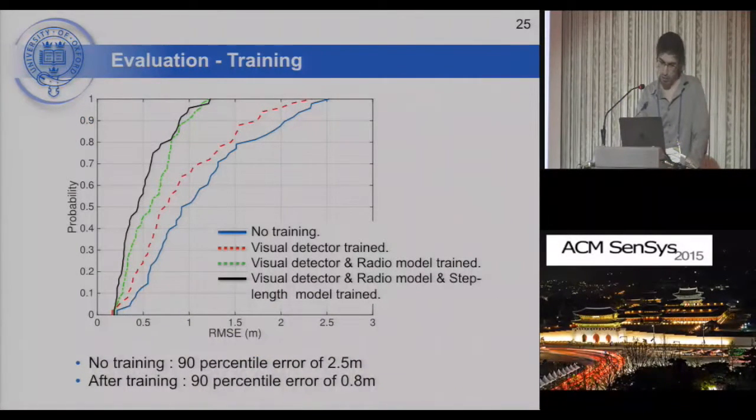In our first test, we wanted to study the impact of this cross-modality training. We start with no training, and we achieve a 90% error of 2.5 meters. Now, as we train the visual detector, and then go further and train the visual detector and the radio model, and then all together plus the step length, we can see that the error reduces to 0.8 meters, which is a significant improvement.